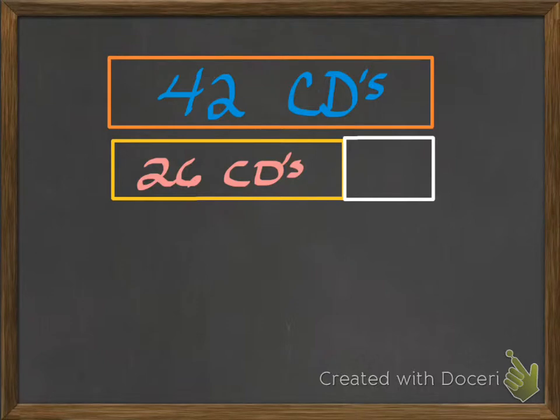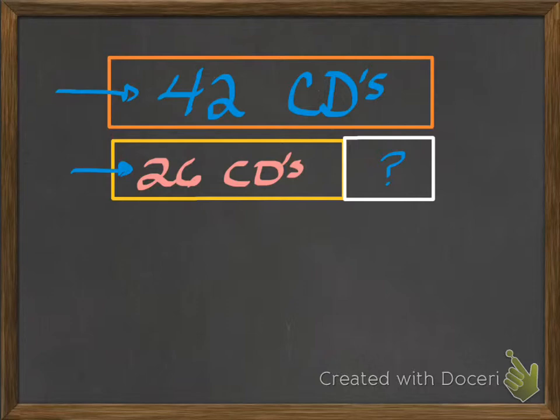So here is my picture model that I drew. Up here at top is Carson's 42 CDs and Rochelle's 26. And I'm trying to find out this amount right here. How many more does Carson have, or how many more would Rochelle need to have the same amount that Carson has? So this picture model shows my thinking.